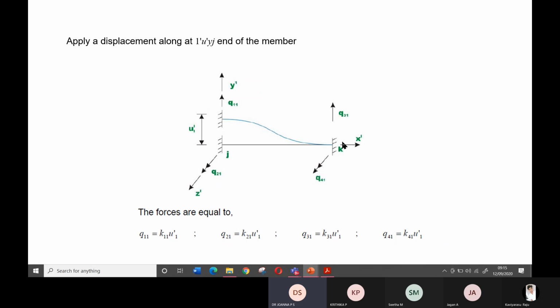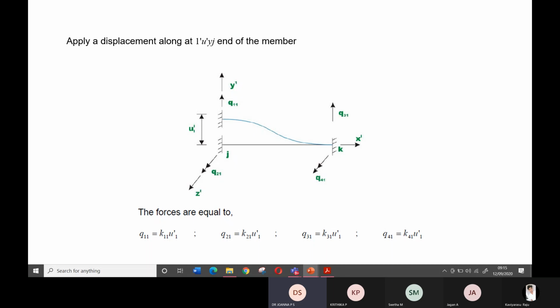Suppose I am applying U3 here, can you tell me the numbering? Jagan, can you tell me the forces here? Q13, Q23, Q33, Q43. Very good. I wanted to know whether you have understood. Next question: I have applied a unit rotation here. What have I applied? U2.